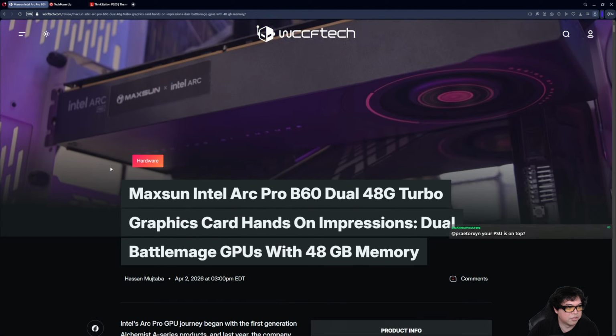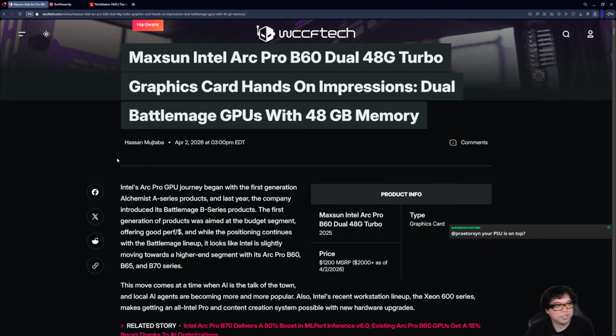Did we talk about this article? Max soon. Intel Arc Pro B60 Dual. This is a dual, not a single. This is two chips, two chips on the GPU board. So this is literally like, what do they call it?